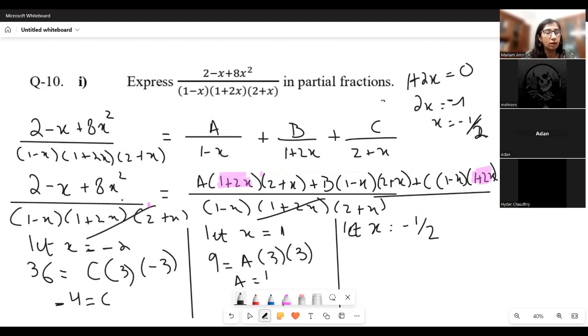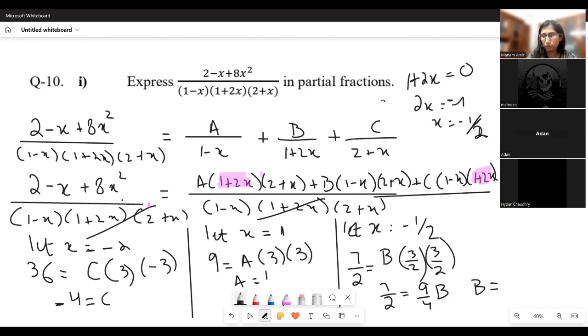So we have 2 minus half plus 8 times minus half whole square, which gives us 7 by 2, equals A becomes 0, and we have B times 1 minus half. So that would be 1 plus half, which is 3 by 2, and then 2 minus half, which is the same, I believe. 2 minus half. So we have 7 by 2 equals 9 by 4 B. So B is equals to 7 by 2 divided by 9 by 4. 14 by 9.